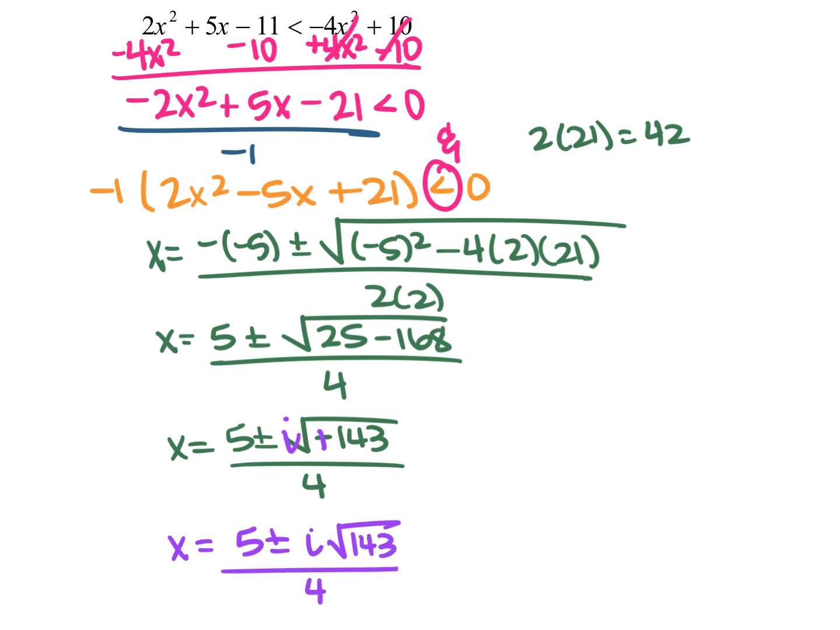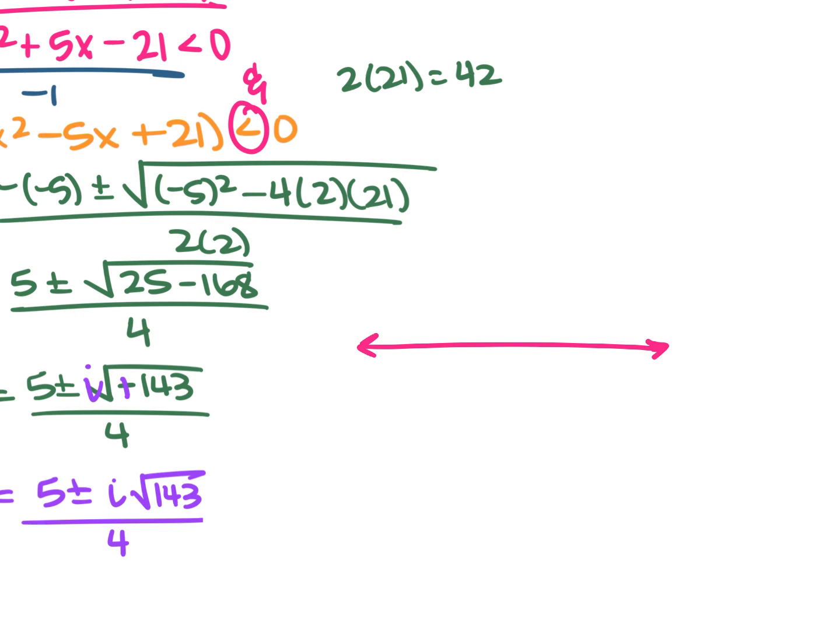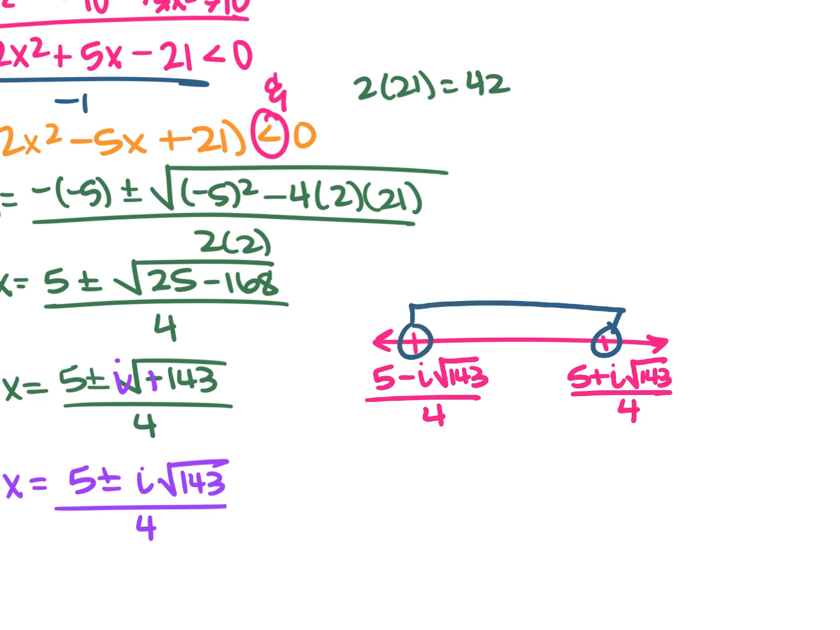From here, we said that this is an and statement. So on your number line, you have 5 minus i square root 143 over 4. You have 5 plus i square root 143 over 4. We're going to have open circles on both. We said it's and, so it's connecting. So your interval notation for this is going to be parentheses 5 minus i square root 143 over 4, comma, 5 plus i square root 143 over 4.